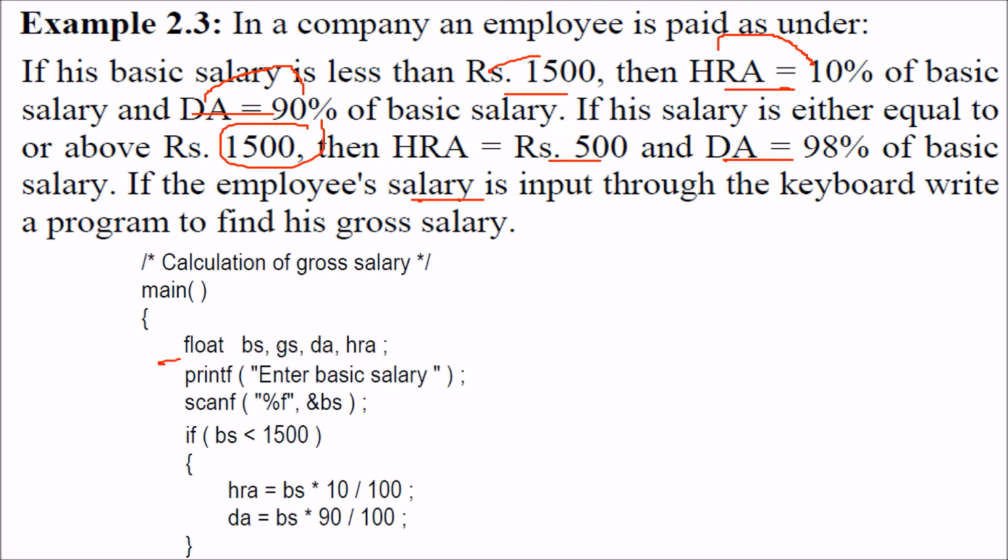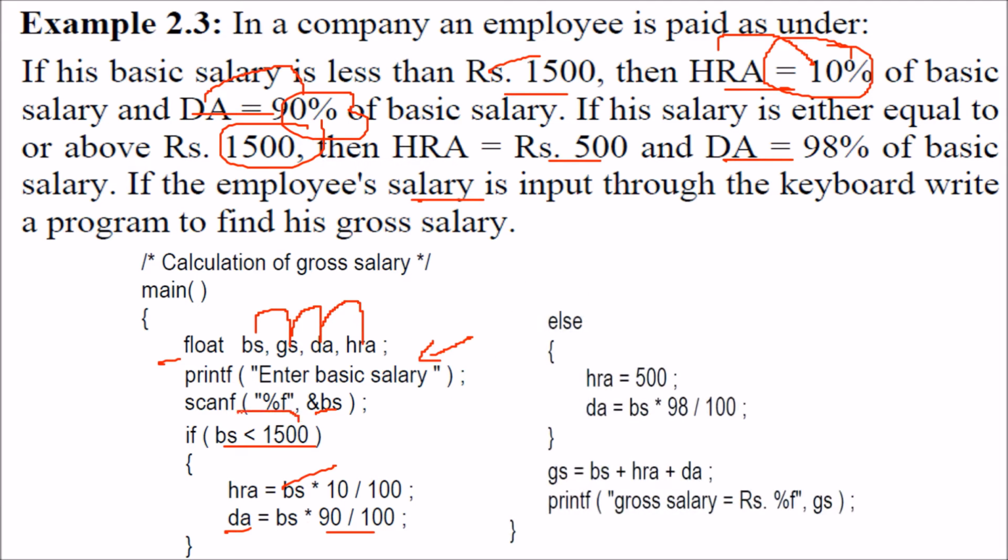We will start with float as basic salary, gross salary, DA, DNS allowance and house rent allowance. We'll enter the basic salary. We'll see whether this basic salary is less than 1500. If it is less than 1500, the HRA has to be computed as 10%, 10 by 100 of BS. The DA has to be computed as 90 by 100 of BS. Otherwise, if this is not the case, the second case, then you have to execute that case, you have to put an else. See the construct. If this condition, then whatever you want to give inside a brace, else the other condition has to be given inside else. HRA will be 500 and DA will be 98% of the basic salary.